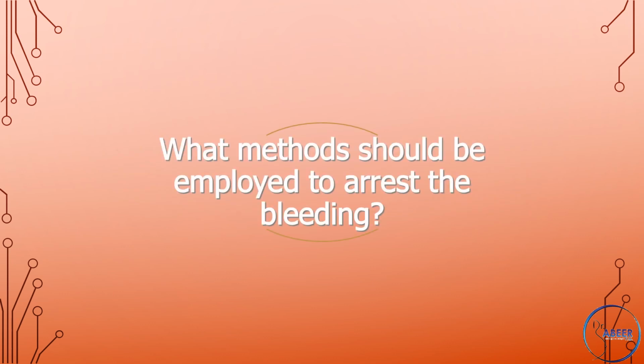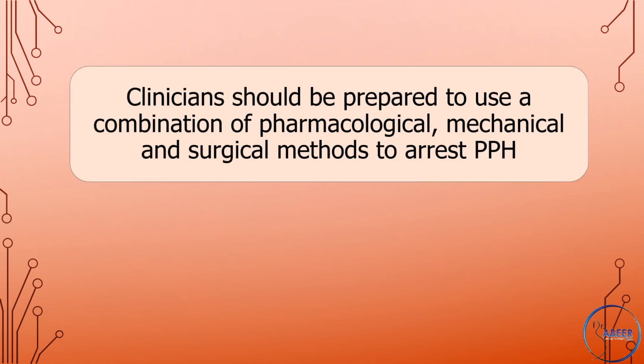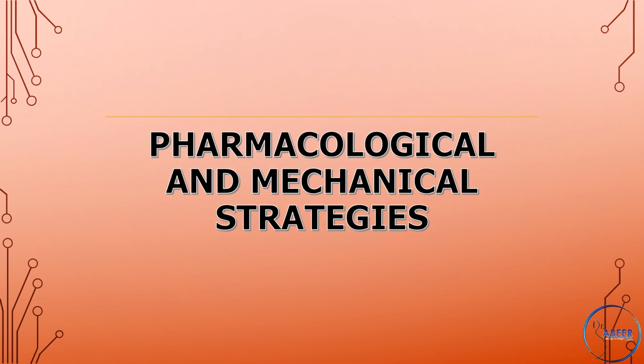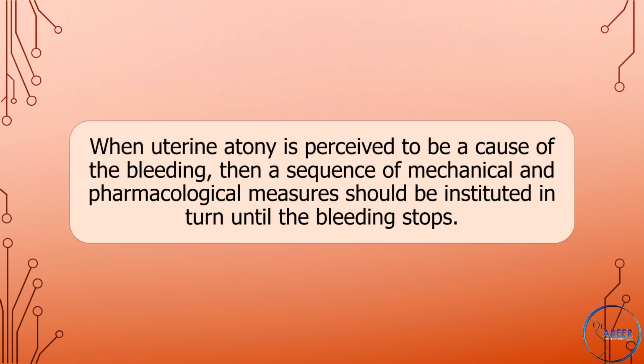Arrest the bleeding. What methods should be employed to arrest the bleeding? Clinicians should be prepared to use a combination of pharmacological, mechanical, and surgical methods to arrest postpartum hemorrhage. These methods should be directed towards the causative factor. Pharmacological and mechanical strategies. When uterine atony is perceived to be a cause of the bleeding, then a sequence of mechanical and pharmacological measures should be instituted in turn until the bleeding stops.